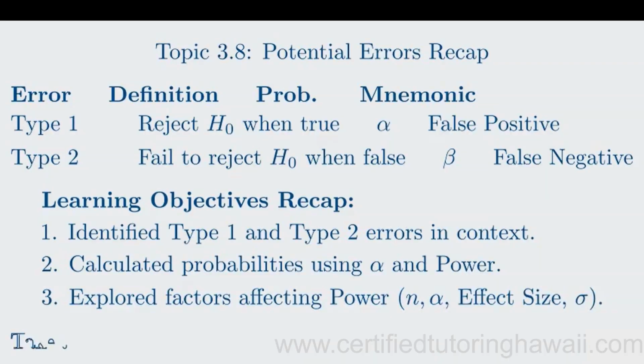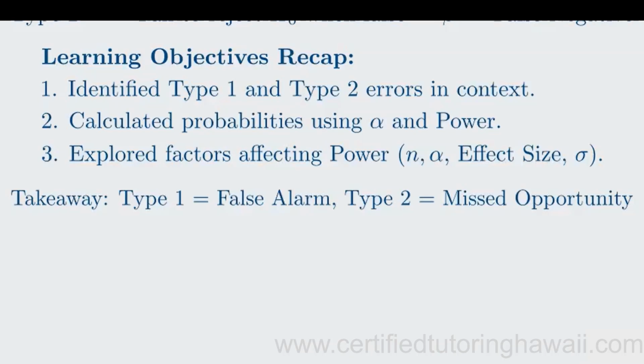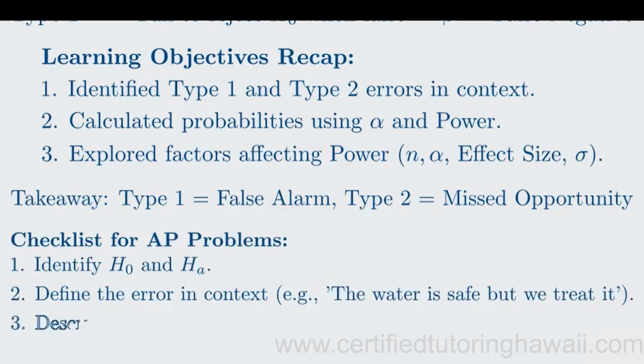Remember the core takeaways. Type 1 is a false alarm, while type 2 is a missed opportunity. There is always a trade-off between the two. You cannot decrease one without increasing the other unless you change the sample size or the variability of your data. When you face an AP problem, follow this checklist. Identify your hypotheses, define the error in context, describe the real-world consequence, and check how changing n or alpha shifts the risks.